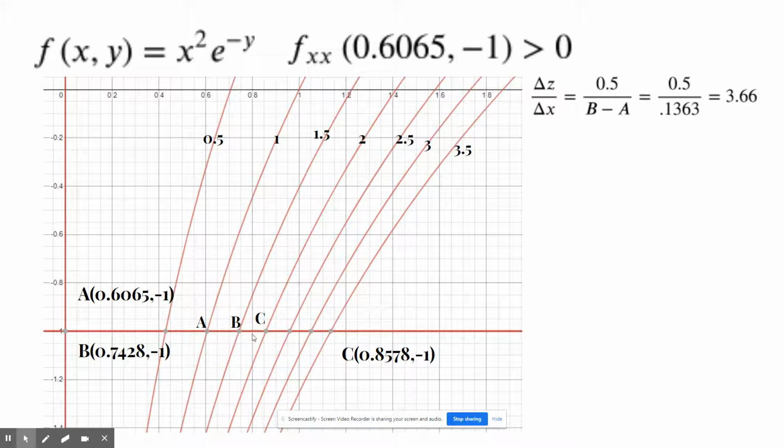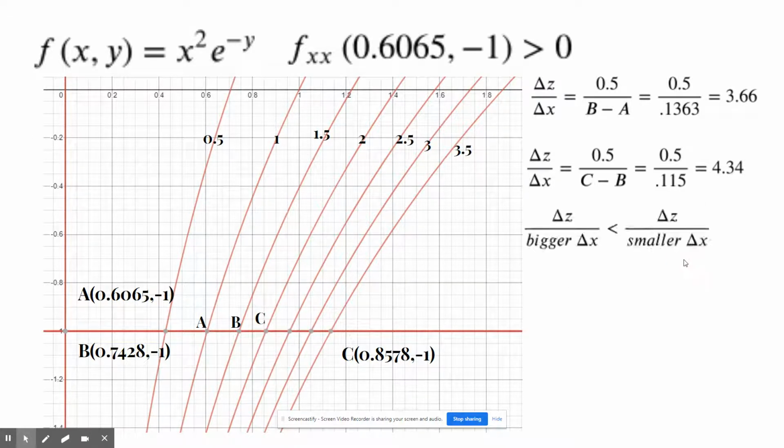Then I'm going to look at the average rate of change between c and b. Same kind of thing: my change in z is still 0.5, a constant change in z values that are projected here. And from c to b, 0.8578 to 0.7428, gives me 4.34. As you can see, we have a constant change in z, because contour maps are typically always going to have a constant change in z between them.